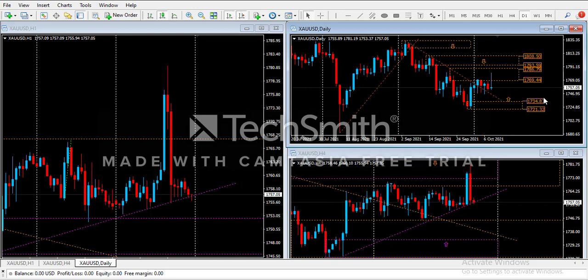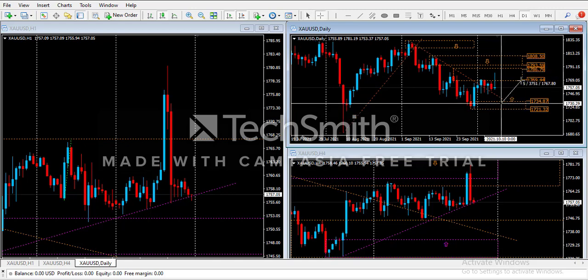Gold trades in daily supply and demand areas. So between these, sell from the supply area and buy from the demand area.